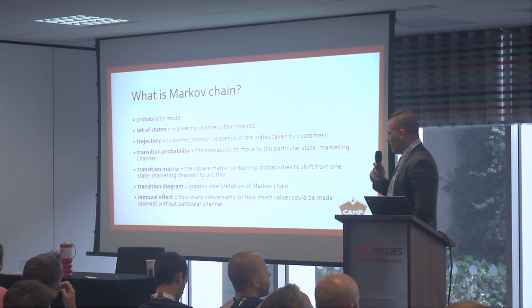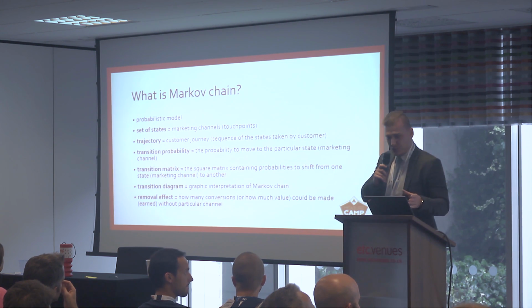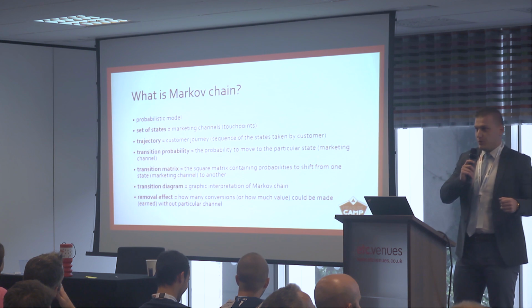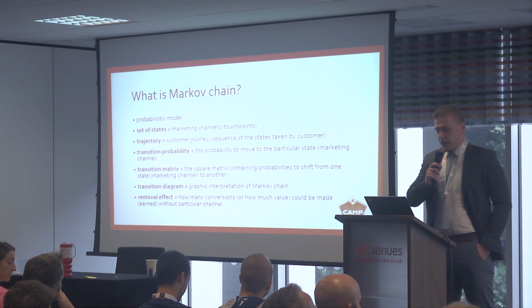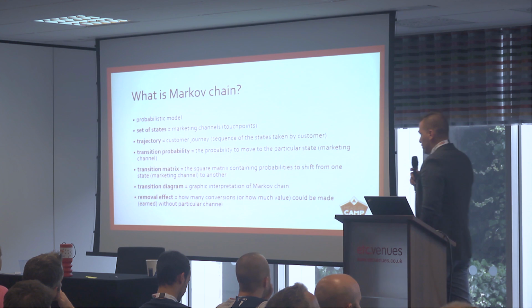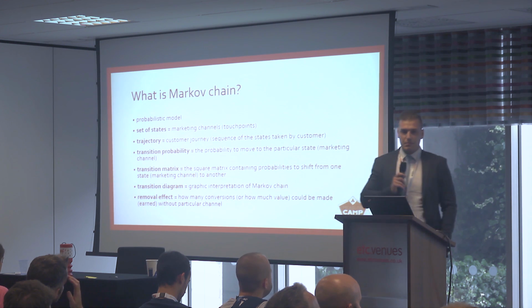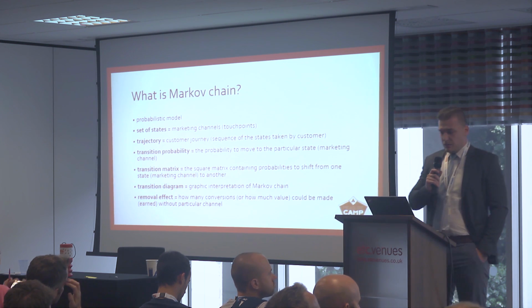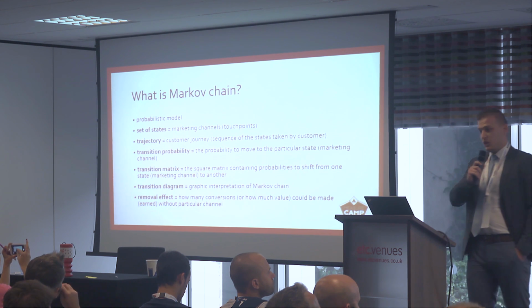Then we have the transition matrix. It's like the summarized transition probabilities. I will show you an example a little bit later. And then we have the transition diagram. It's a visual representation of the Markov chain. And then we have the most important aspect, and it's removal effect.